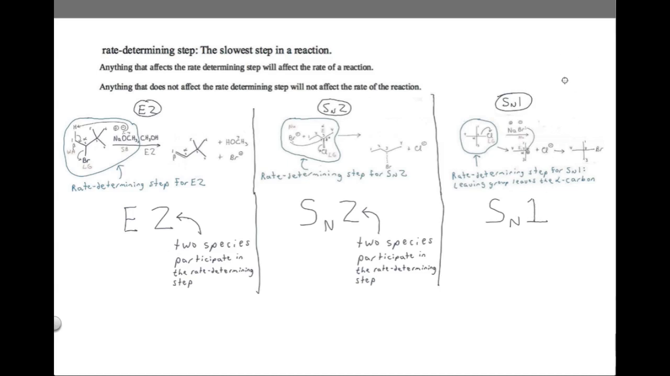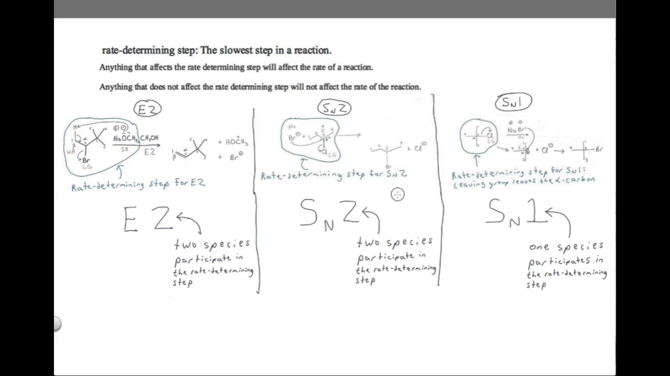Here's the answer. For an SN1 mechanism, only 1 species participates in the rate-determining step. Only the substrate, that's the molecule that includes the alpha carbon, only the substrate participates in the rate-determining step. Notice that the nucleophile doesn't participate in the rate-determining step. Only 1 species participates in the rate-determining step for SN1. That's what the number 1 represents in this term.